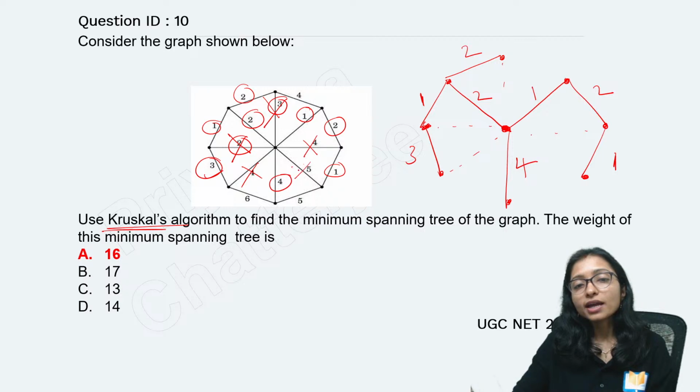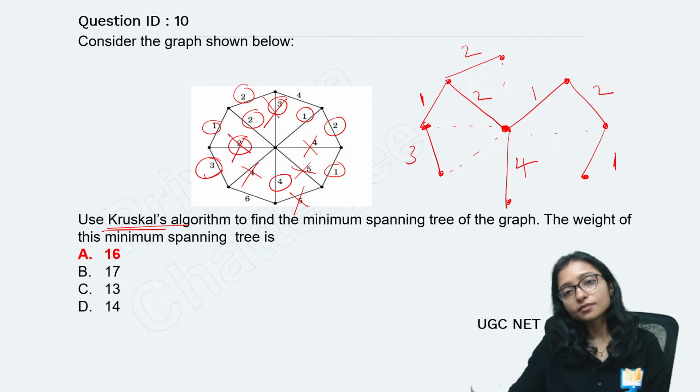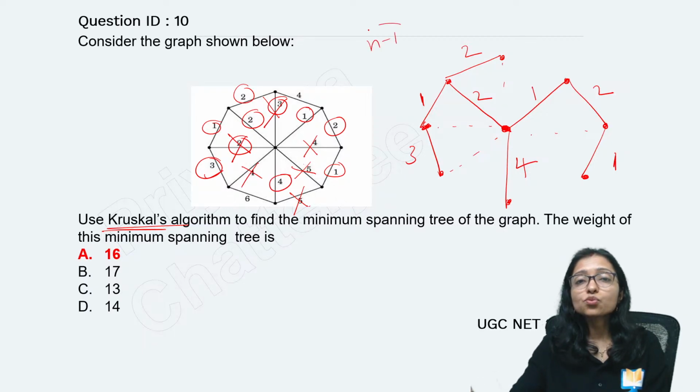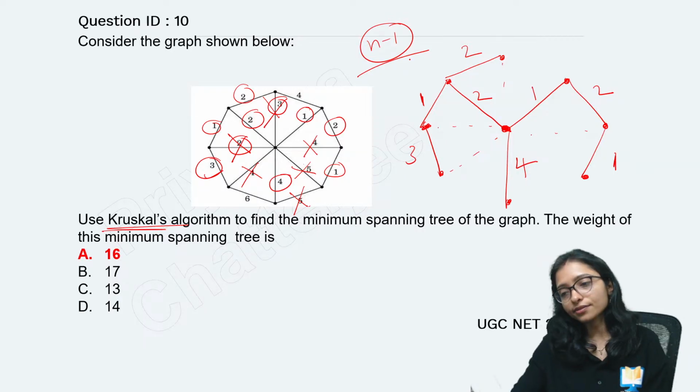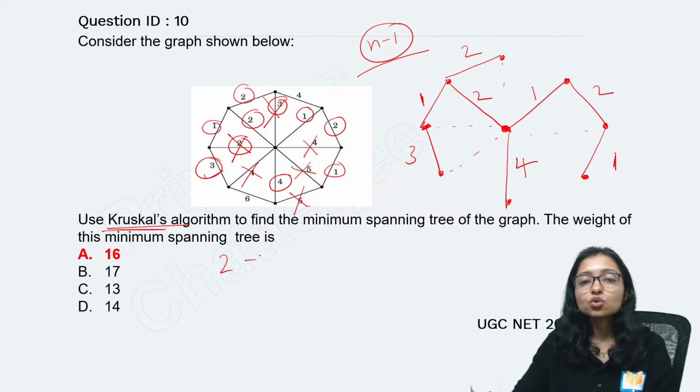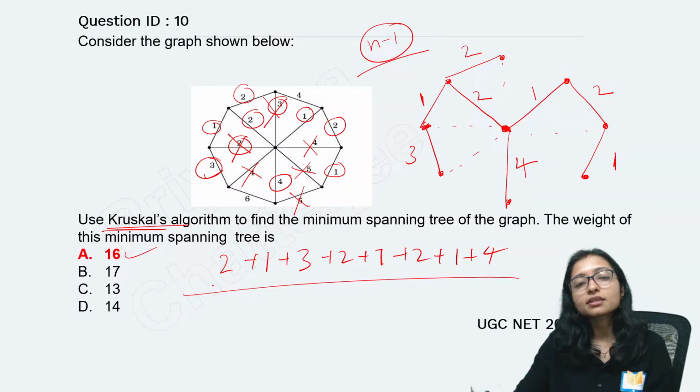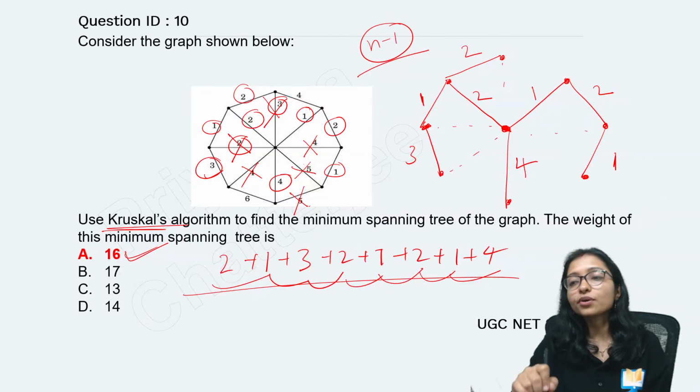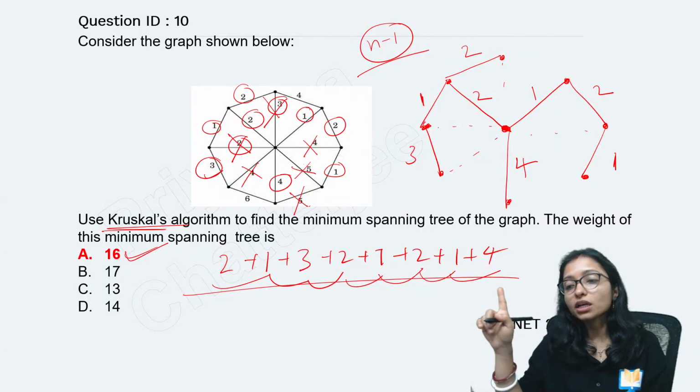Five, can I take this 5? No, because it will create a cycle. Can I take this 5? No, it will also create a cycle, and it is done. Whenever n minus 1 edges are done, then it is done. So now just add it: 2 plus 1 plus 3 plus 2 plus 1 plus 2 plus 1 plus 4. Ultimately this comes to 16. 3 plus 3, 6, 7, 8, 9, 10, 11, 12, 4, 16. So the answer is 16. This is the way you can go ahead with Kruskal, edge by edge.